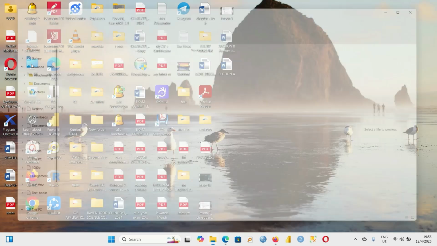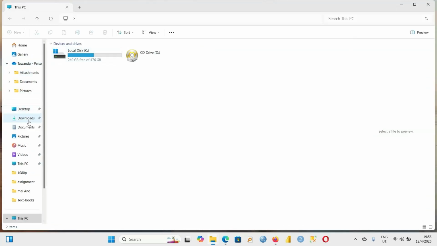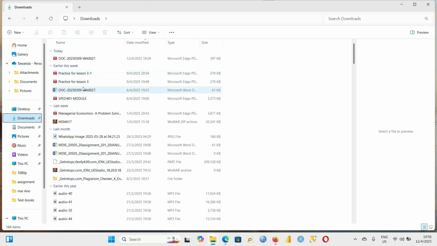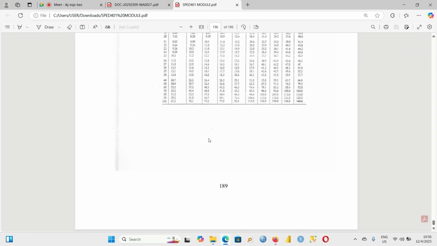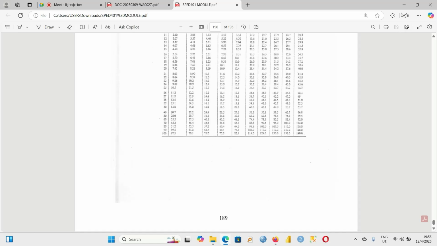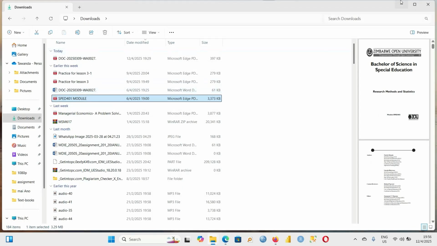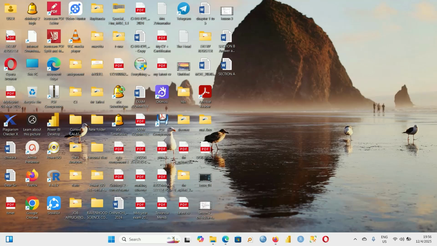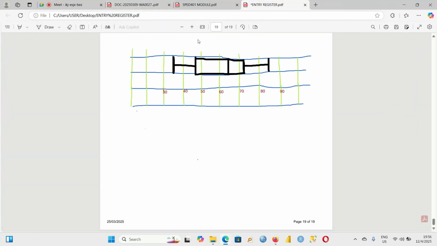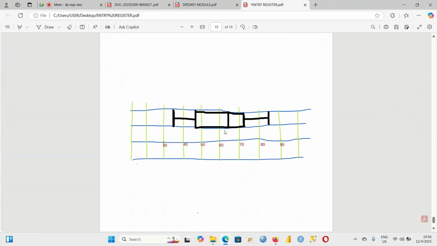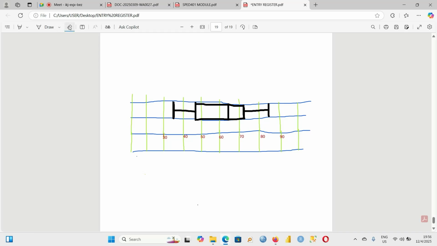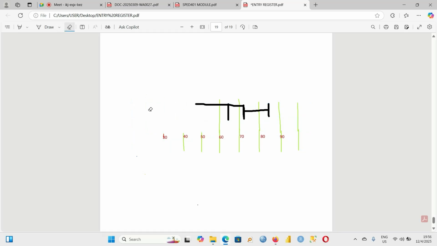Let me try to look on a blank page. I want to look on a blank page. So we are doing question number 4b. Let me try to rub these ones. I'm trying to rub everything.